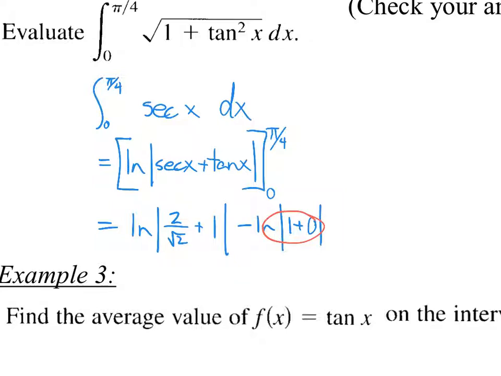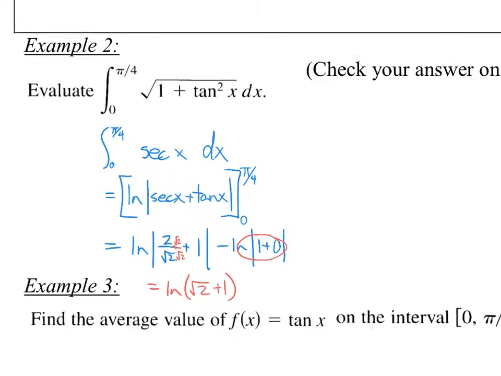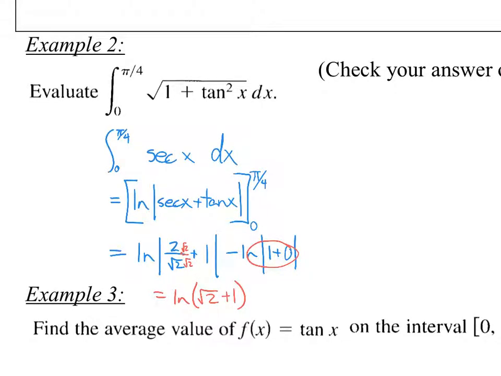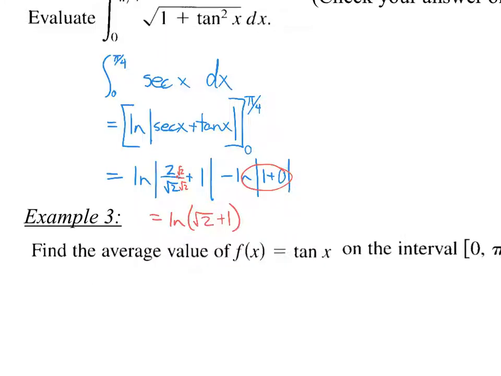So now I just have ln, the absolute value we don't care about because it's positive anyways. Ln of 2 over root 2. If I rationalize that, that actually ends up just equaling root 2. The 2 will cancel with the 2 on the bottom. So it's ln of root 2 plus 1, and you can leave that like that. Okay? Yeah, that's the area.